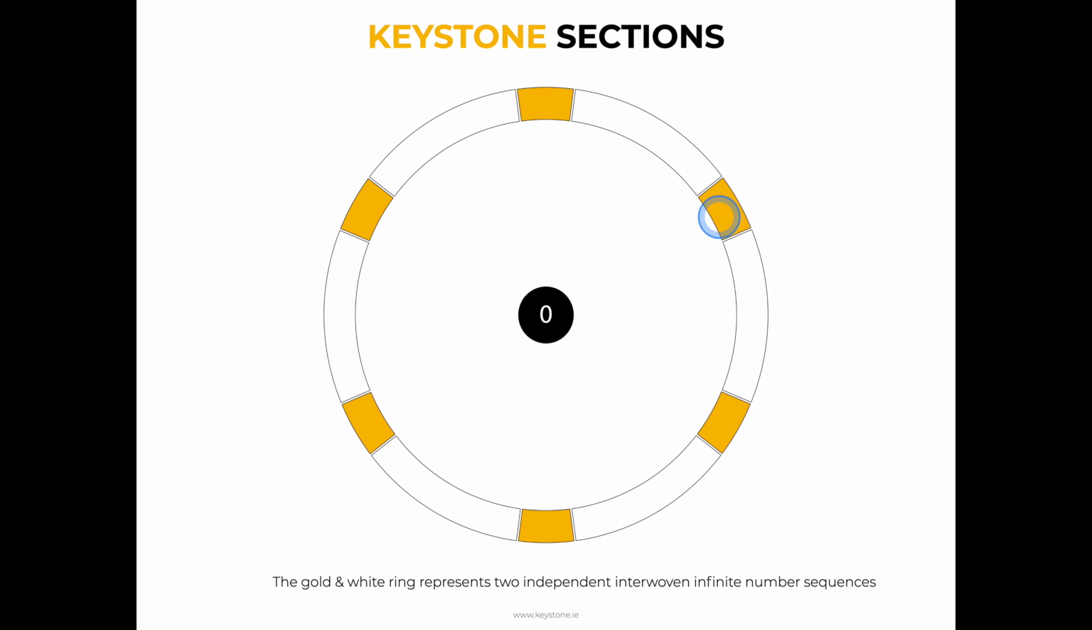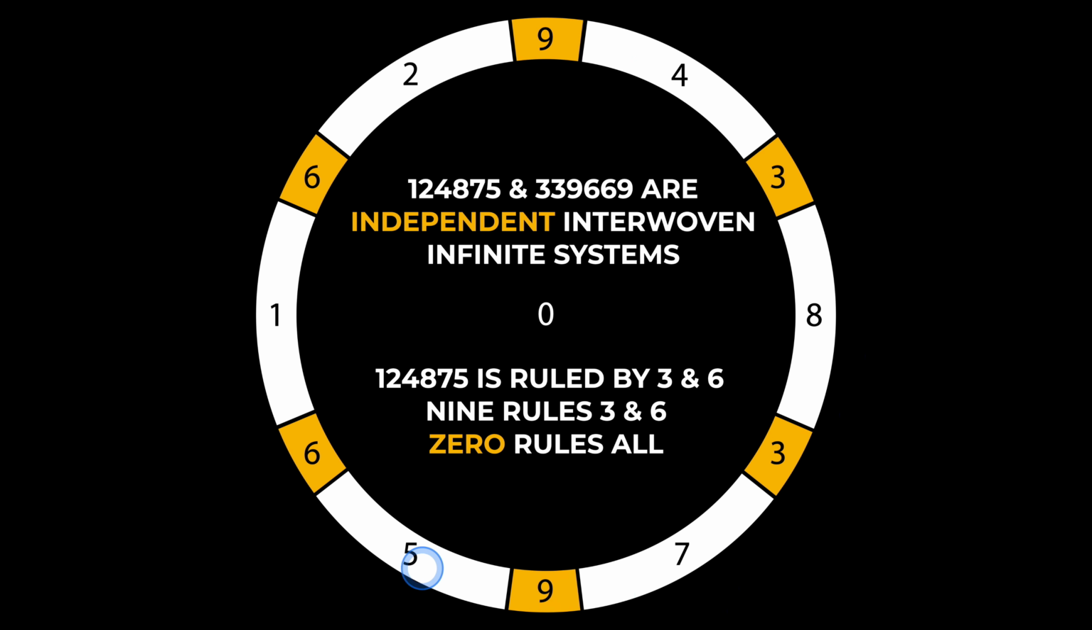The gold and the white sections represent two independent, interwoven, infinite number sequences. So we have a little bit of alliteration here. Independent, interwoven, and infinite. So they're independent of each other, but they're interwoven, they're entangled. And they're both infinite. They both spiral to infinity. 1, 2, 4, 8, 7, 5 and 3, 3, 9, 6, 6, 9 are independent of each other, yet they're interwoven and they're infinite. They spiral to infinity.